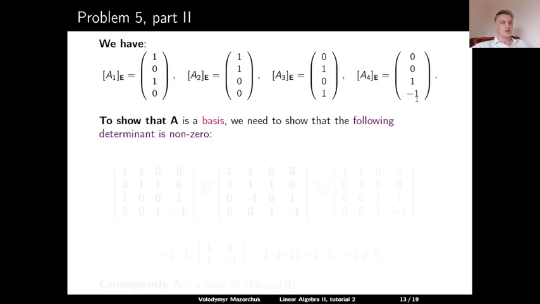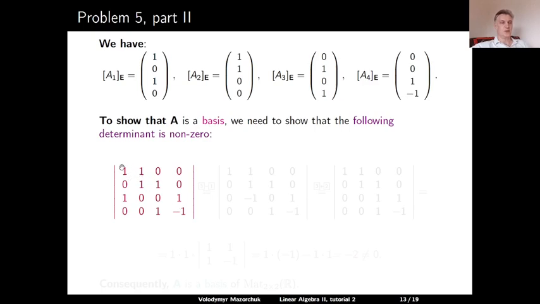So to show that A is a basis, we have 4 vectors in a 4-dimensional vector space. We need just to show that the determinant of the matrix, which we get when writing the coordinates of our vectors as columns, should be non-zero. So we have to compute the determinant of the matrix, which we read column-wise: 1, 0, 1, 0, 1, 1, 0, 0, 0, 1, 0, 1, 0, 0, 1, minus 1.